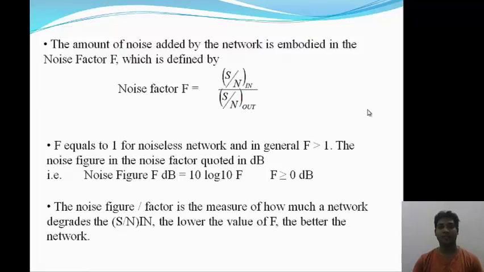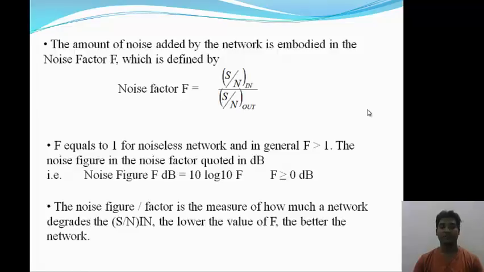The amount of noise added by the network is embodied in the noise factor F, which is defined as the signal to noise ratio at the input by the signal to noise ratio at the output. In a noiseless network, the F value is equal to 1, whereas generally F is greater than 1. The noise figure is the noise factor quoted in dB, that is calculated in decibels, 10 log base 10 F.